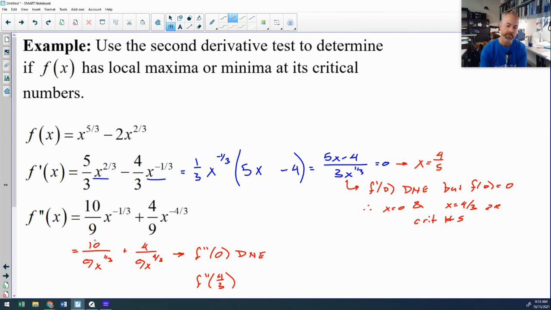F double prime of 4/3 is kind of nice. It's ugly, you're not going to worry too much about the exact value, but I do know that if I plug in 4/3 for x, I will have all positive terms. F double prime of 4/3 will end up being positive. That means your function is concave up at that critical number. That means that f has a local min at x equals 4/3. And then that still begs the question, what in the world is happening at x equals 0? So we're going to set up and do the first derivative test for x equals 0, and I'm going to show you how that works out in just a second.